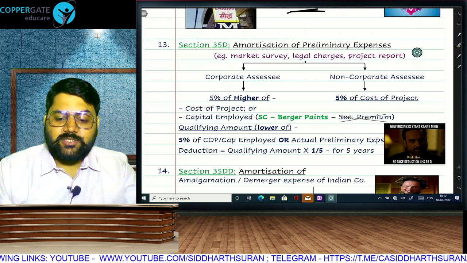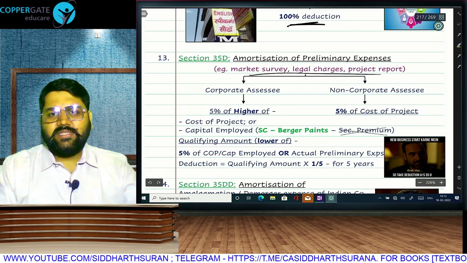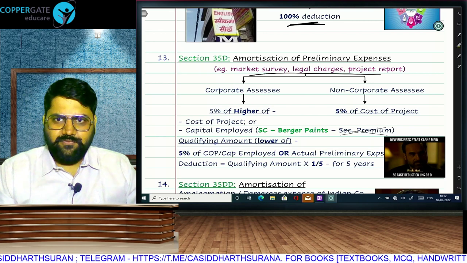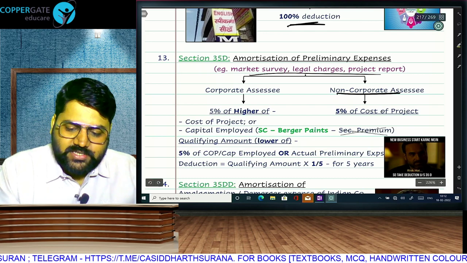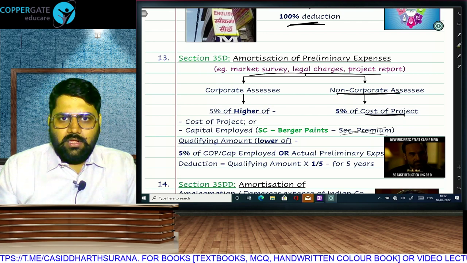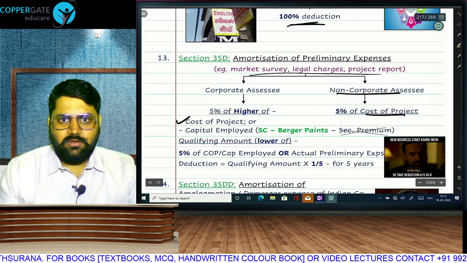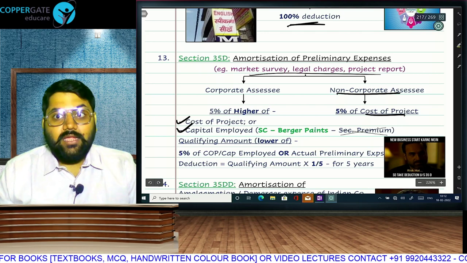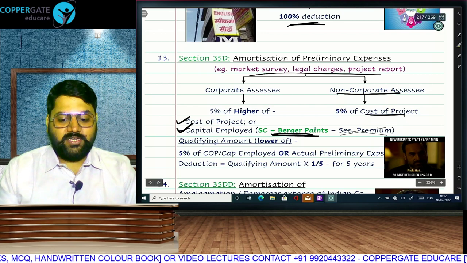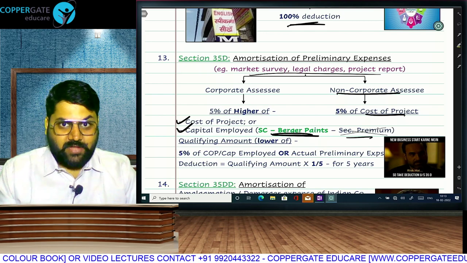35D, preliminary expenses deduction. You have to learn this only for answering MCQ questions. If you incur any of these expenses, you will get a deduction, but not your full amount. We will first check for a non-corporate assessee: 5% of cost of project. Cost of project means the assets that you have acquired to start this business. For non-corporate assessee, we check only that. For corporate assessee, we take cost of project, that is assets acquired for the business, or capital employed, that is equity share capital, preference share capital, any of that. And as per a recent Supreme Court judgment in Berger Paints, securities premium will not be taken for the purpose of capital employed in this section.